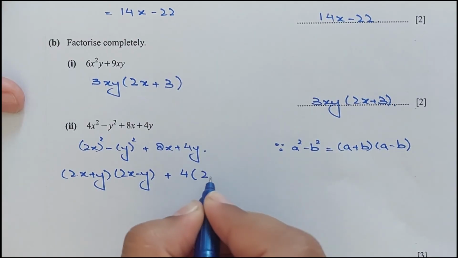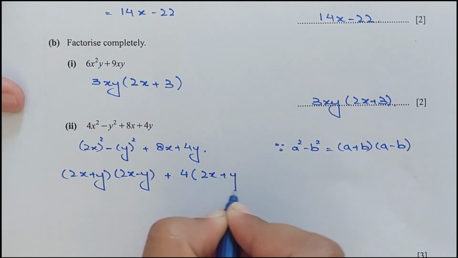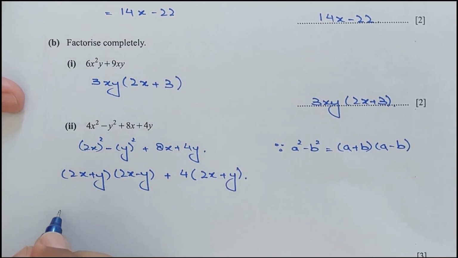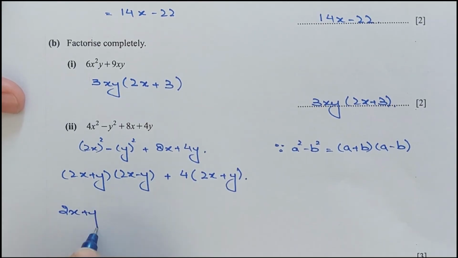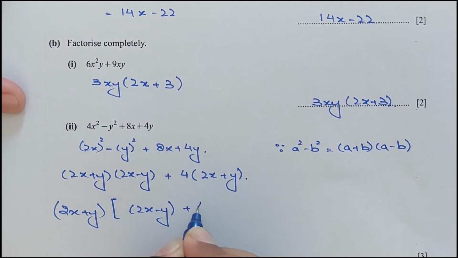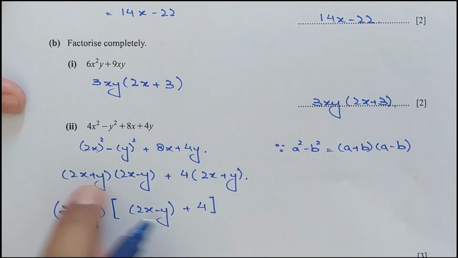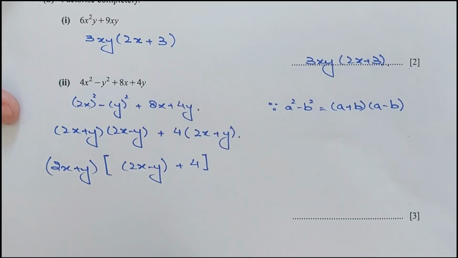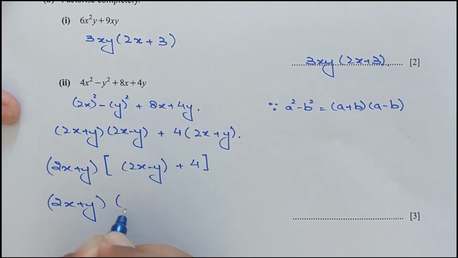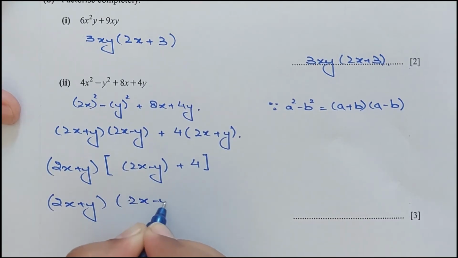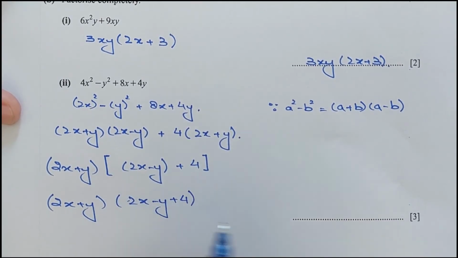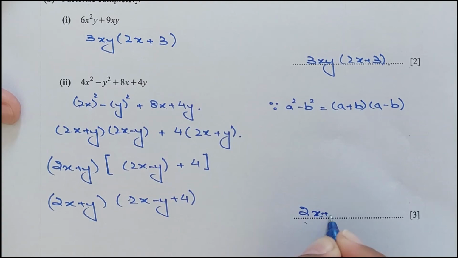4 times 2 is 8. 2x plus y is left. Alright, from the whole expression 2x plus y is again common. What is left? 2x minus y is left and plus 4 is left. This and this is common, 2x minus y and 4. So 2x plus y and 2x minus y plus 4. This is the simplified expression.